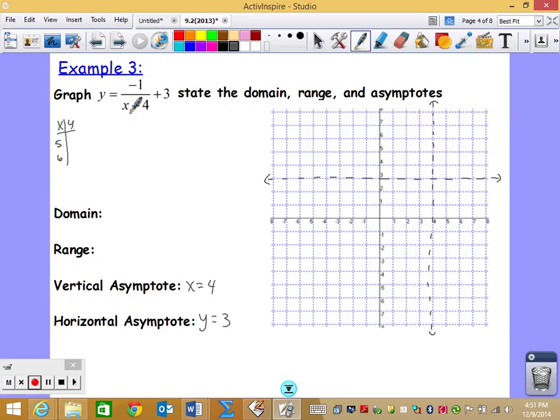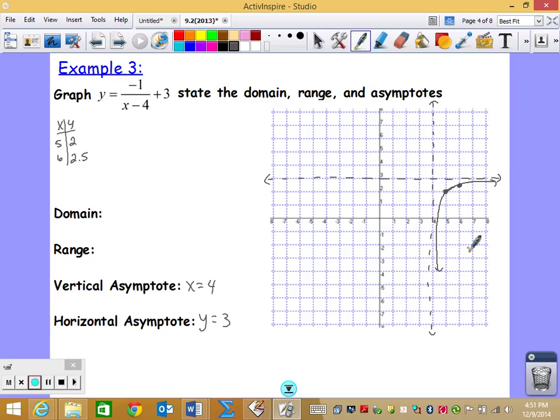So if I plug a 5 in, 5 minus 4 is 1. Negative 1 divided by 1 is negative 1. Negative 1 plus 3 is 2. So I have (5, 2). If I plug a 6 in, 6 minus 4 is 2. Negative 1 divided by 2 is negative 1/2. That's going to give me 2.5. So (6, 2.5). Again, those are enough. I'm really close to those asymptotes on this one.